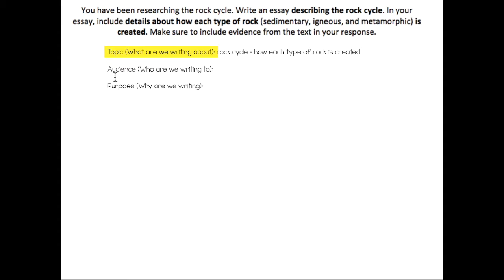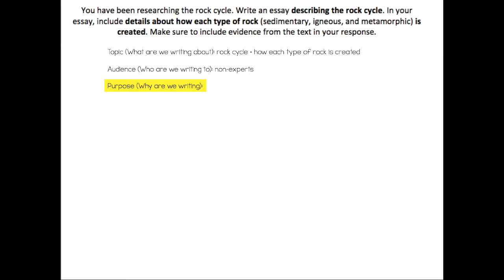Next, we're thinking about who we are writing to. Well, we're not writing a letter to a specific person or a petition to a specific government employee. Rather, we are writing to anyone who wants to learn more about the rock cycle. So our audience for this essay will be non-experts, people who want to learn more. When we're writing to non-experts, we need to make sure our writing is very specific, clear, and well organized so that anyone can learn more about this topic that we are experts on.